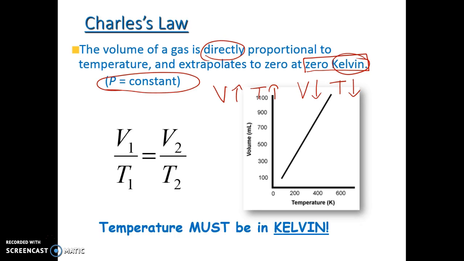Next guy is Gay-Lussac's, or, oh, I'm sorry, let me go back. Temperature must be in Kelvin. Why? Well, if we use negative degrees Celsius, we're going to get a negative volume. And since a negative volume is not possible, we can't use anything but Kelvin. So in gas law work, you're always changing your temperature to Kelvin.